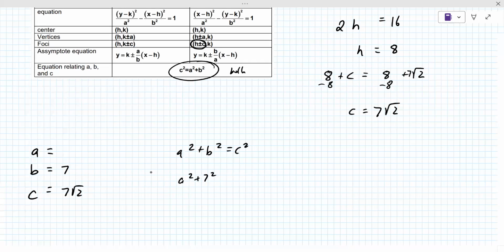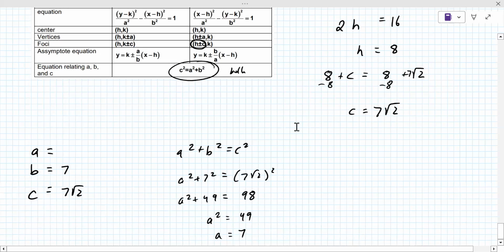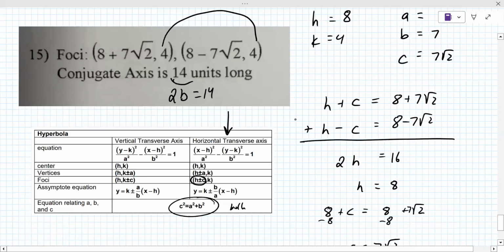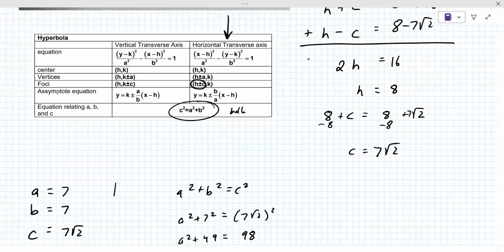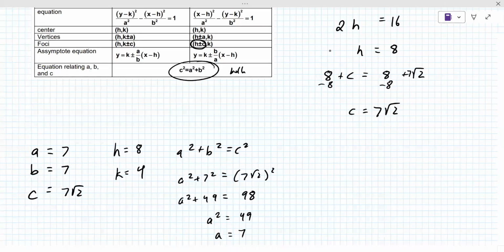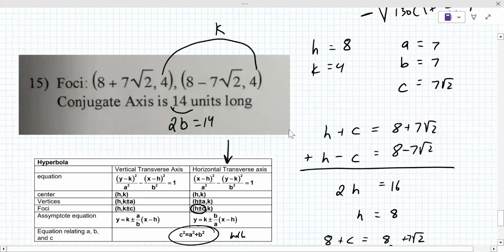a squared plus 7 squared equals 7 square root of 2 squared. 7 square root 2 squared is 98. And then you move the 49 over and you find that a is 7. Okay. So we've got the five values, h is 8, k is 4.